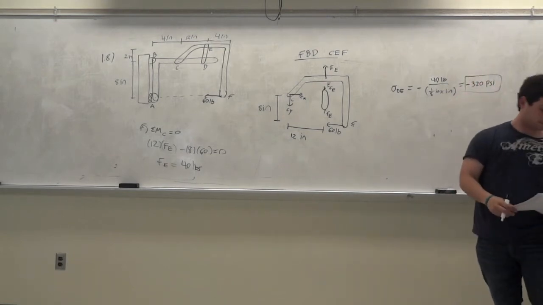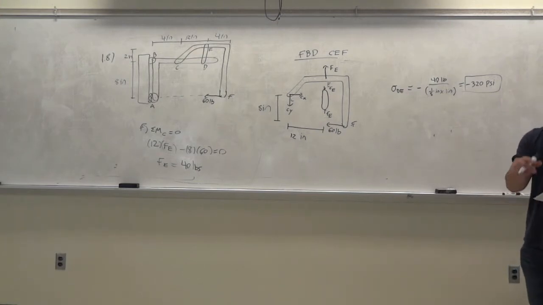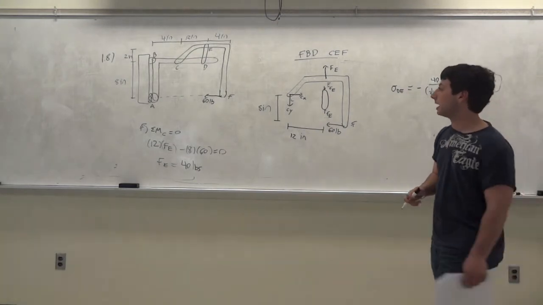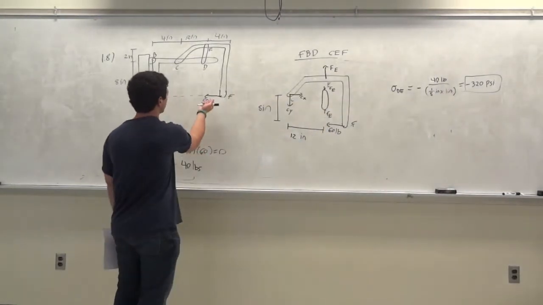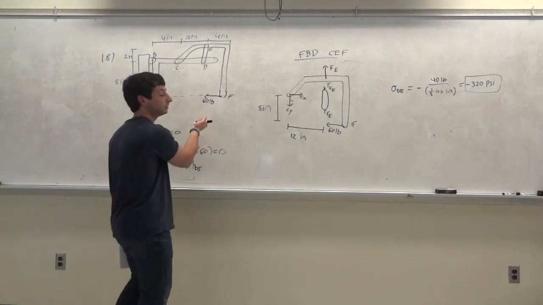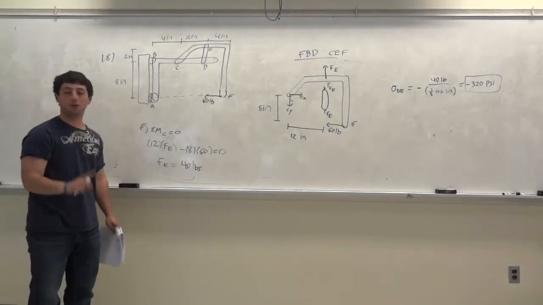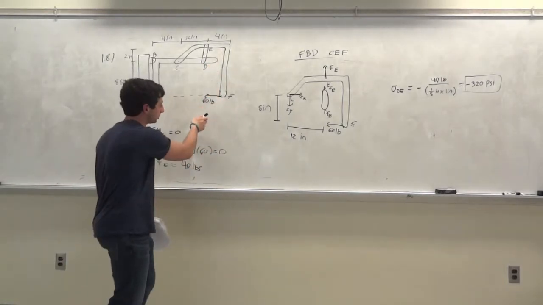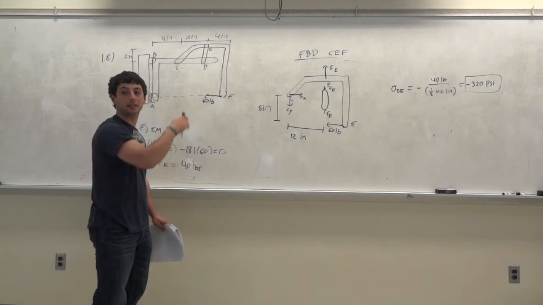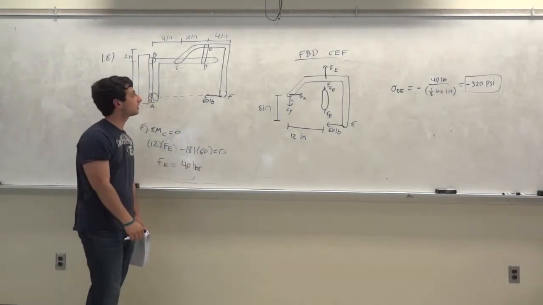Any questions? Yeah, you have a question? Why is it in compression? Well, think about this. If you're pulling it this way, it's still going to be in compression. All right, you see it? The only way it's going to be in tension is if you push it up, or if you push it at an angle up. Then the link's going to be in tension. Any other questions? That's a good question.